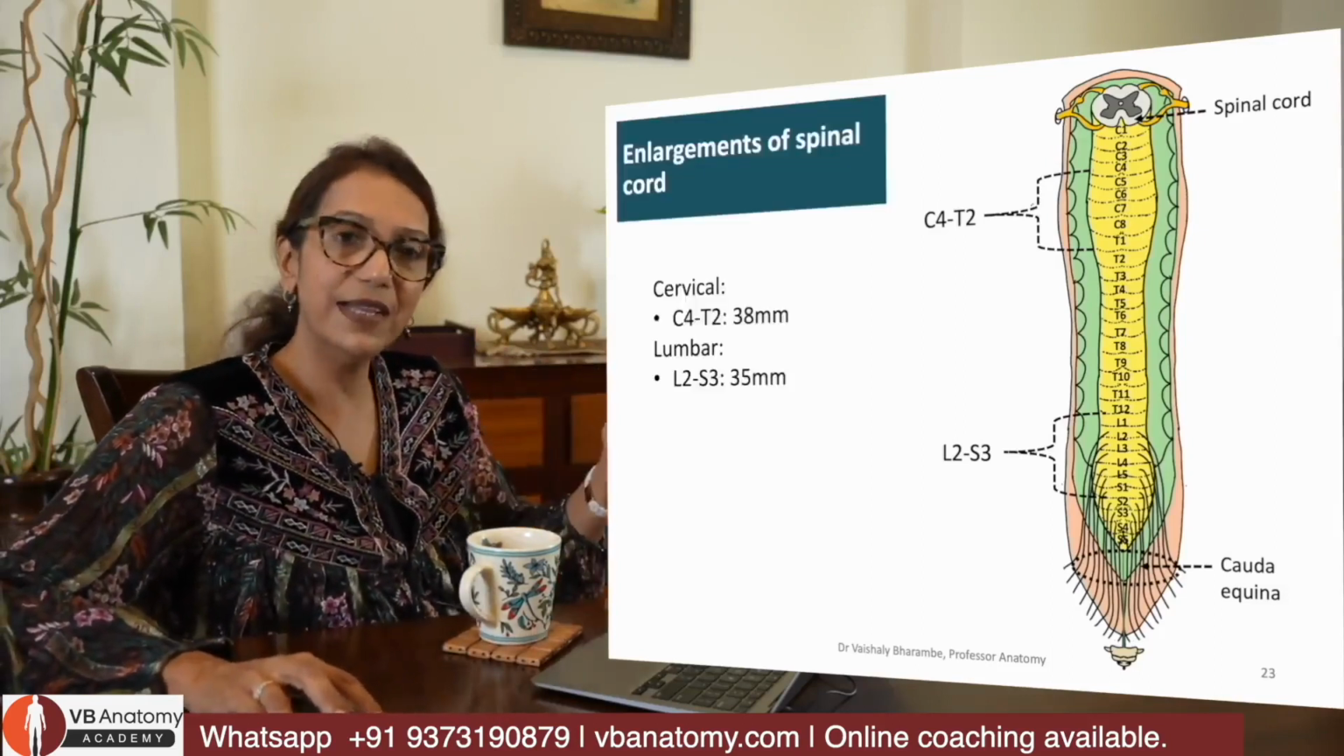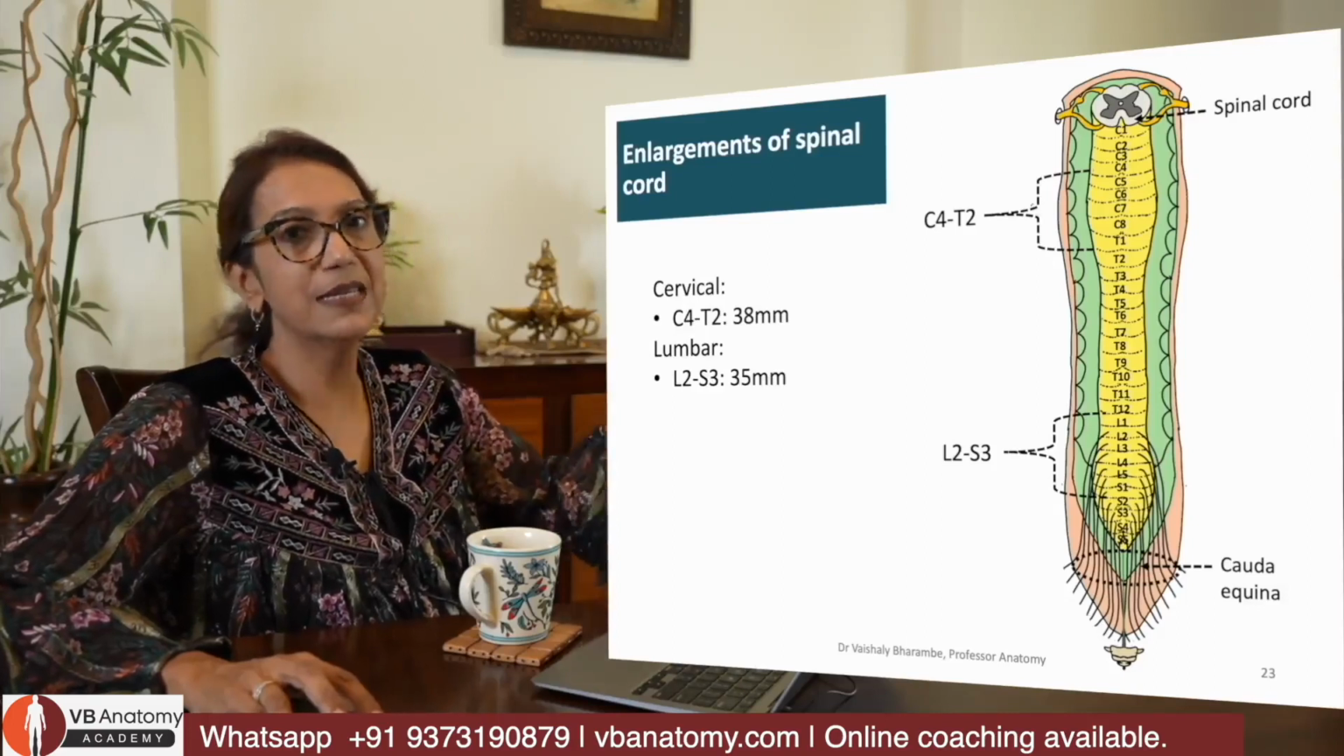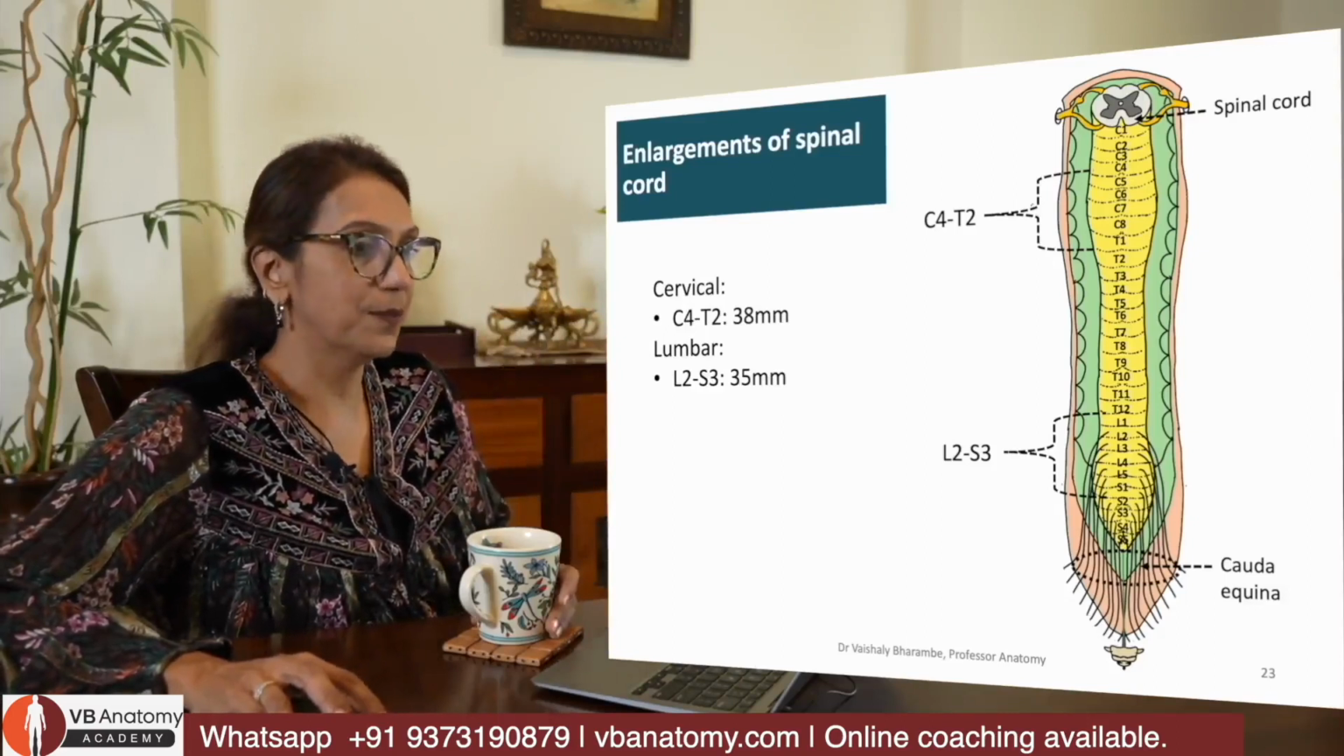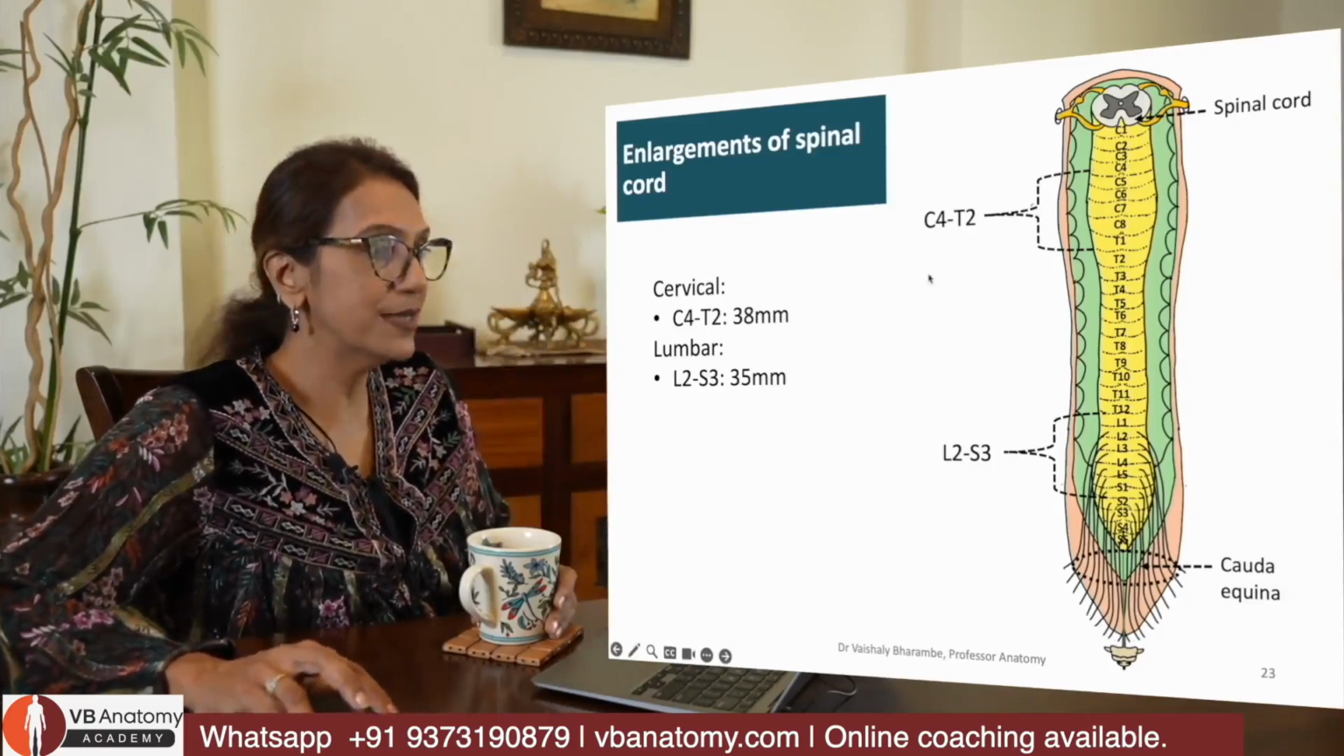So there is a cervical thickness for the brachial plexus and there is a lumbar thickness for the lumbosacral plexus. I hope you're getting all this, students.